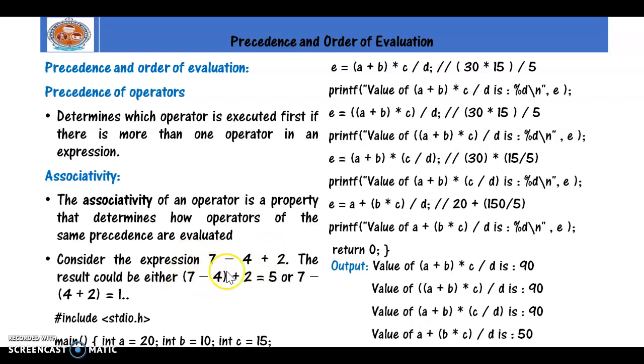Suppose we evaluate 7 minus 4 plus 2. One way, the outcome is 5. The other way, the outcome is 1. So if you don't follow any rule for operators with the same precedence, the outcome you get is different. How will you overcome that? That is known as associativity. In associativity, we mention how we need to evaluate an expression if operators of the same precedence exist in it. We will see that in the further slides.